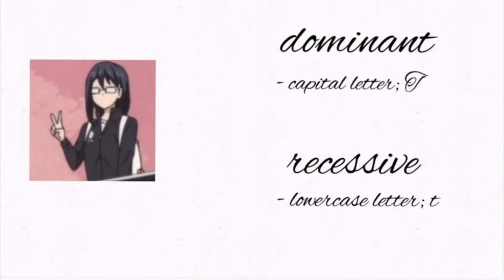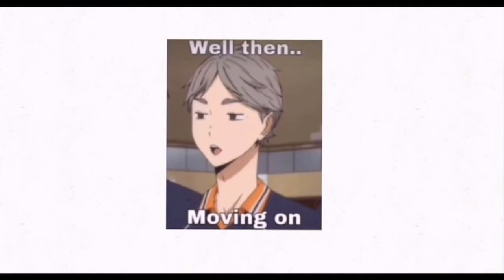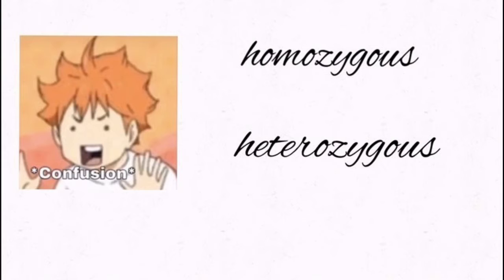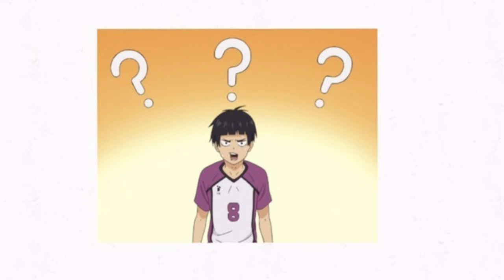Alright, so alleles, there's 2 types, dominant and recessive. Dominant is when there's a capital letter, and recessive is the lowercase letter. Alright, so moving on. There's also something called homozygous and heterozygous. You might be asking yourself, what are these long words and what do they mean?